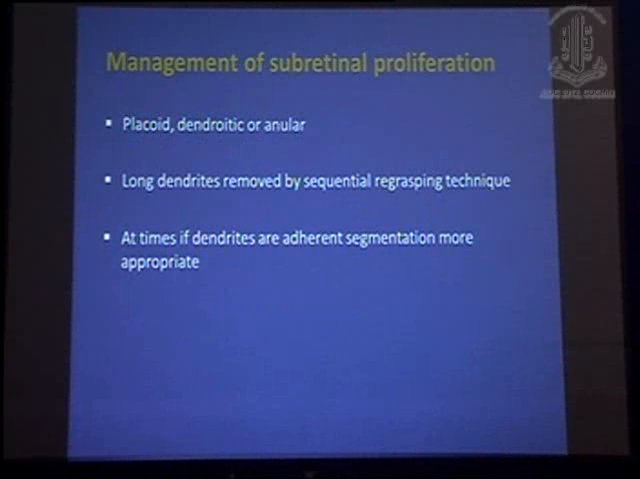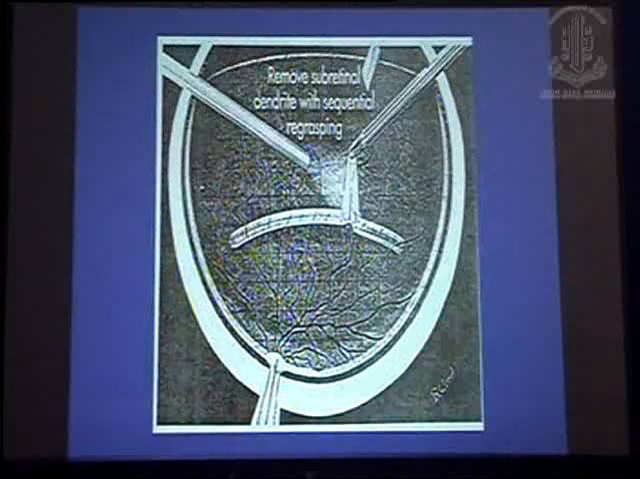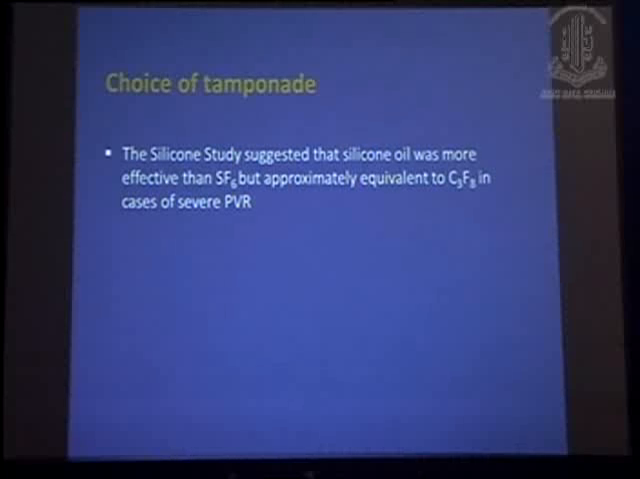Now, subretinal proliferation, two words before I go into the video. Maybe placoid, dendritic or annular, napkin ring like. Long dendrites can be removed by sequential regrasping technique. At times, if dendrites are adherent, segmentation may be more appropriate. This is a cartoon showing how to grasp the subretinal dendrites through forceps and remove subretinal dendrites with sequential regrasping.